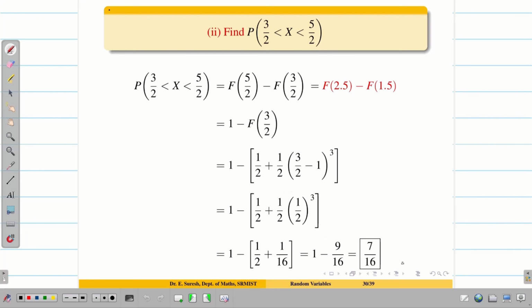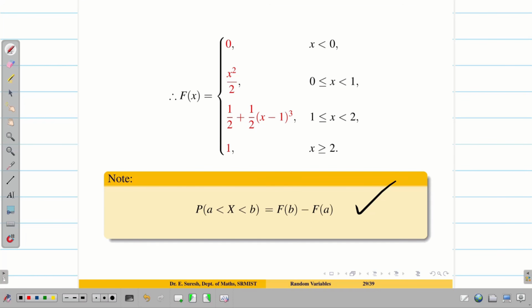Hope you understand, students. We can even solve the problem directly by integrating f of x dx from 3 by 2 to 5 by 2, but this is the easier way. Whenever we find the CDF using this formula, I can find the probability in a very simple way.